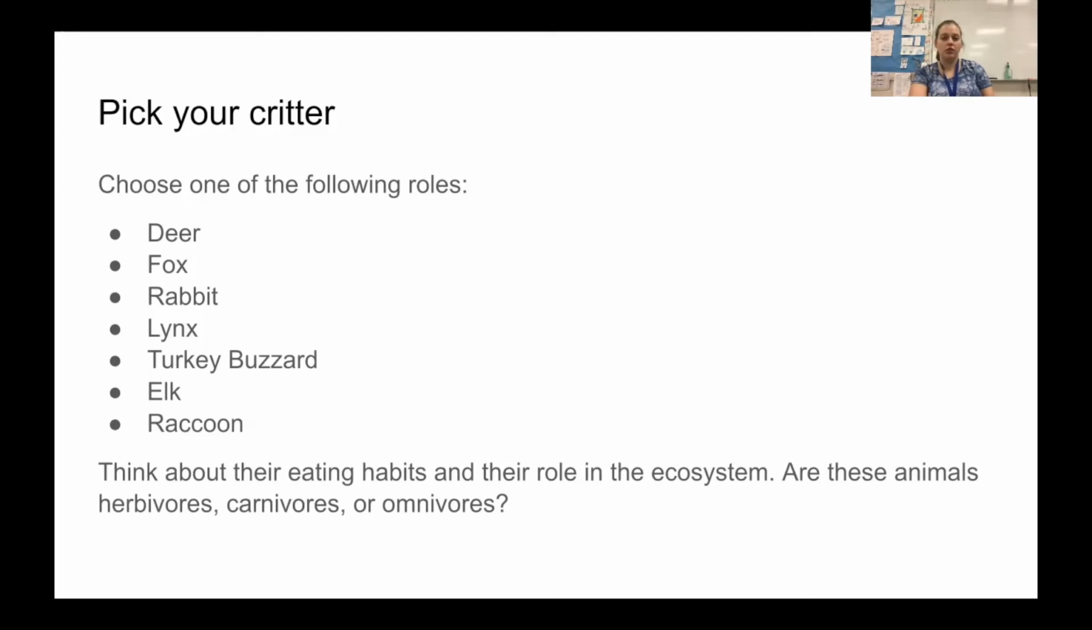So let's run through those real quick. A deer is an herbivore. A fox is omnivore, but it is a predator when it eats meat. The rabbit is an herbivore. The lynx is a carnivore, but it is a predator. The turkey buzzard is a carnivore, but it's a scavenger. The elk is an herbivore. The raccoon is an omnivore, and when it eats meat, it is a scavenger. If you need to go back through those, you can rewind.